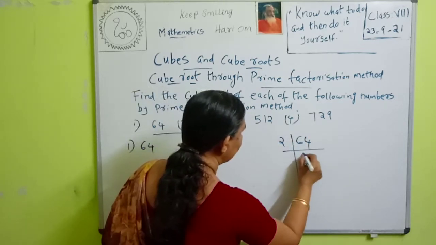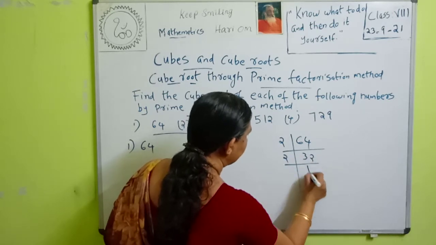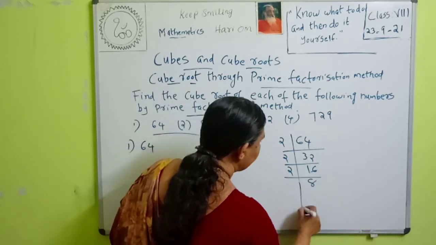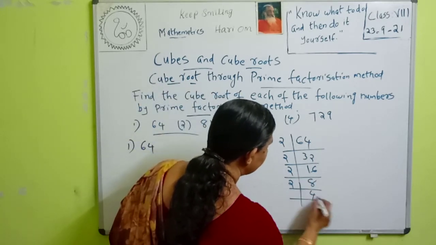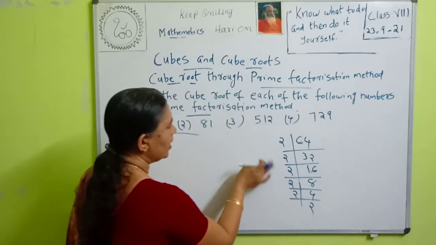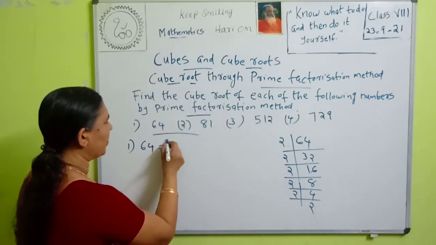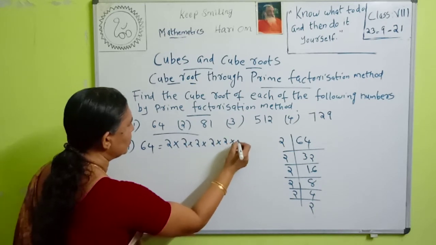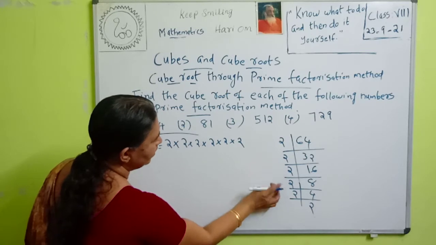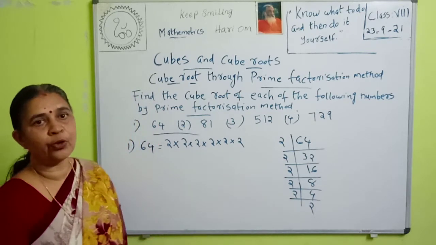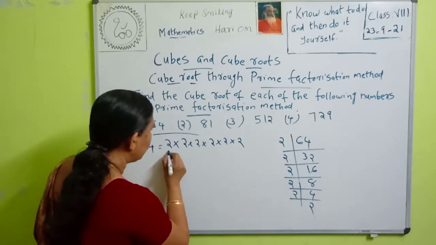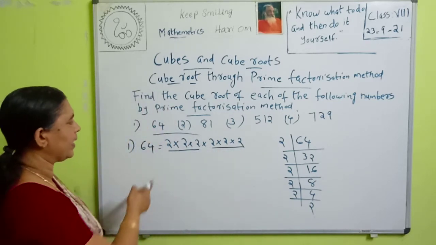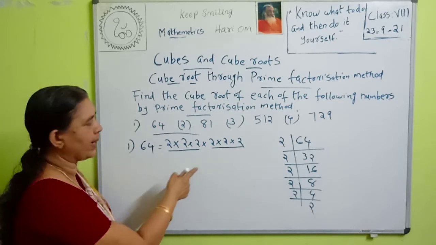You can divide by 2, 32. Then also 16. Then also we can divide it by 2. 16 by 2 is 8. Then also 2, 4. Then how many 2's? The prime factorization of 64 is equal to 2 into 2 into 2 into 2 into 2 into 2. How many times? 2, 3, 4, 5, 6. Then we can group them into triplets. Then how many triplets are here? 2 triplets. Then you take 1 from each triplet and multiply it.